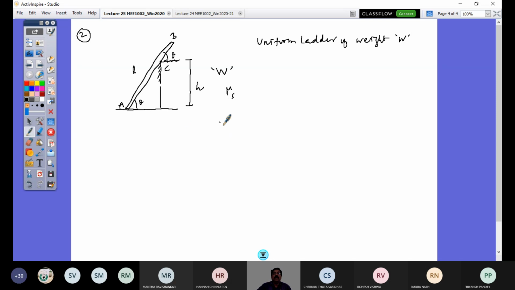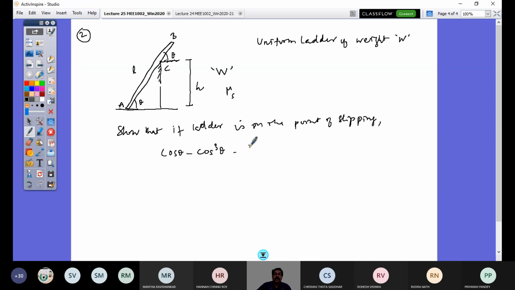If all this is known, now you have to show that if the ladder is on the point of slipping, then cos theta minus cos cube theta equals 2 times mu s times h by (1 plus mu s square) into L. That is question number 1A.